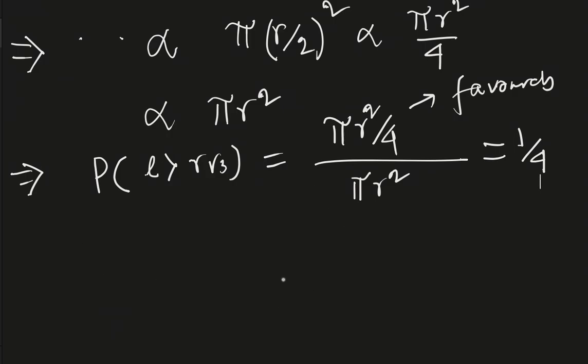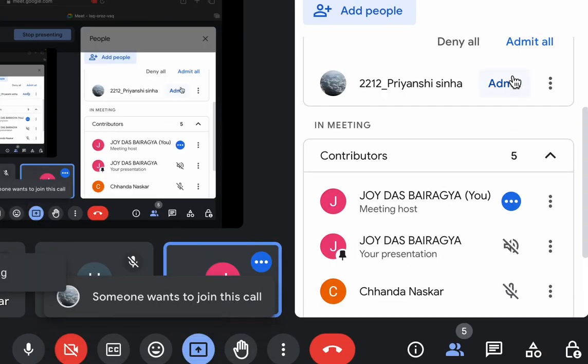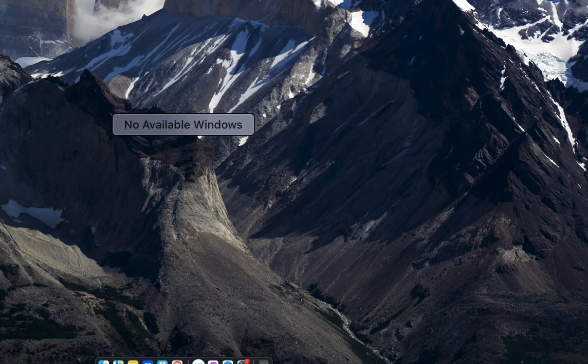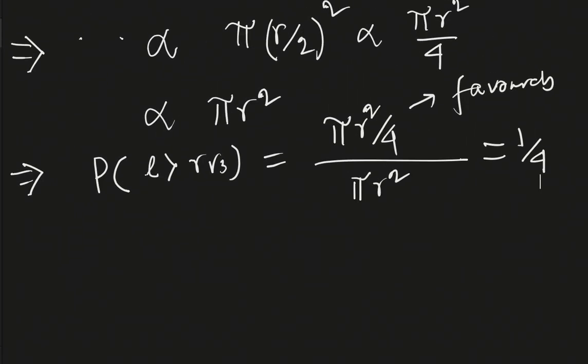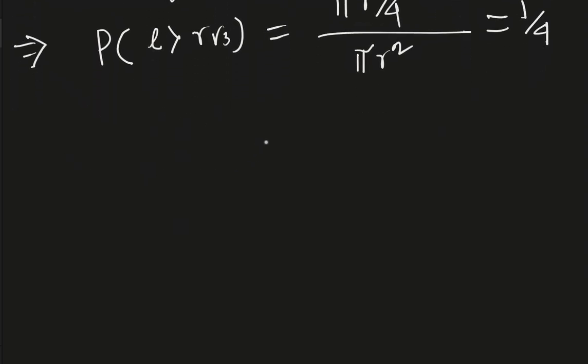Now I will show you another way to calculate the same probability, and you will see that with some flow of logic, the probability is different. So let me go directly there. Now this is the second solution of the same problem.